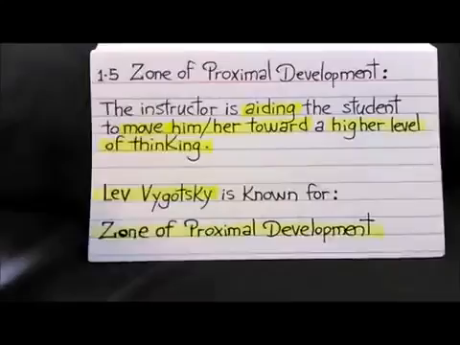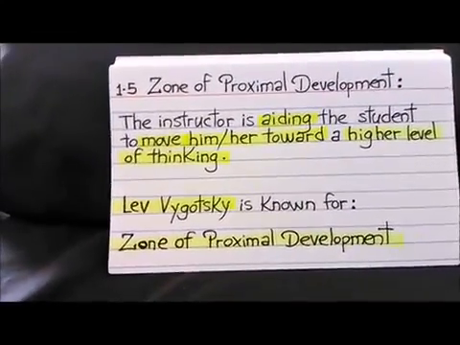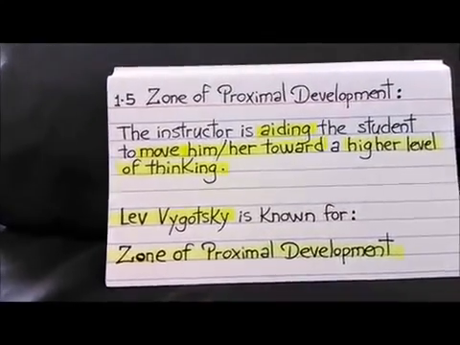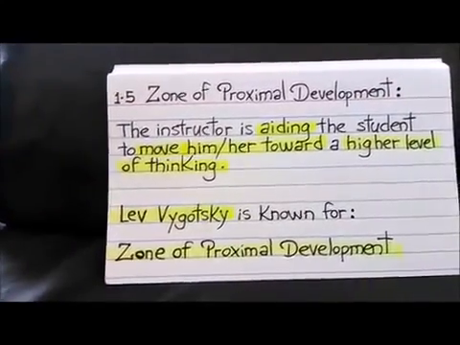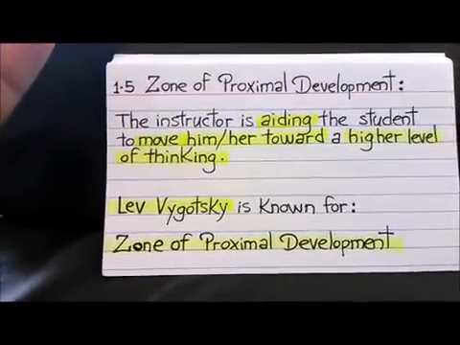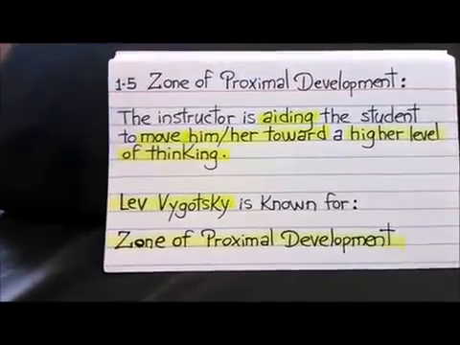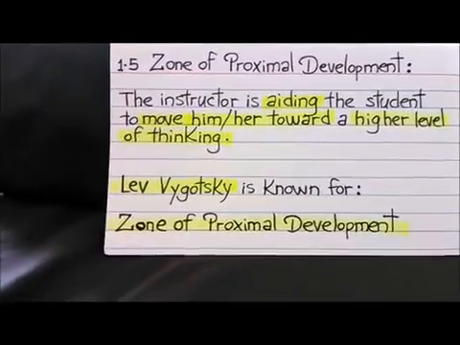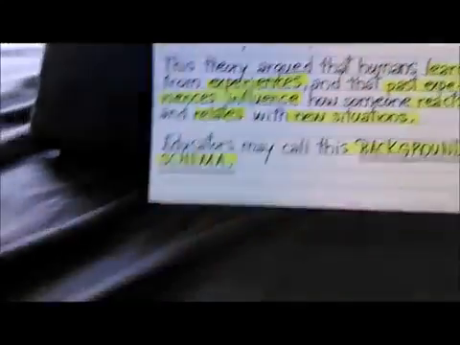The zone of proximal development has to do with Lev Vygotsky, of course. The instructor is aiding the student to move him or her toward a higher level of thinking. When the instructor helps the student, that's the zone of proximal development. The student is getting assistance. That's what it means. So Lev Vygotsky is known for what? For the zone of proximal development.